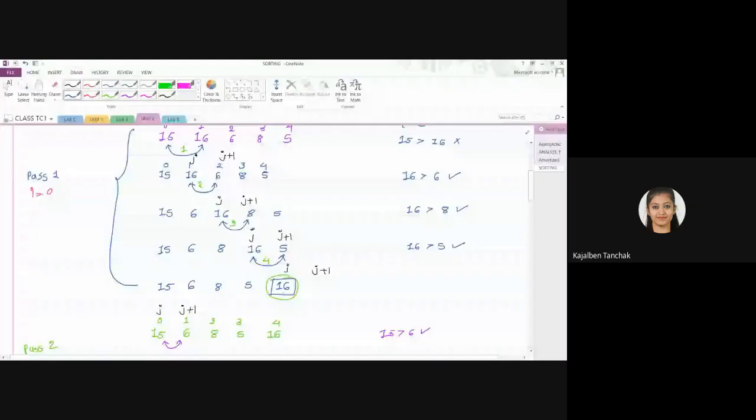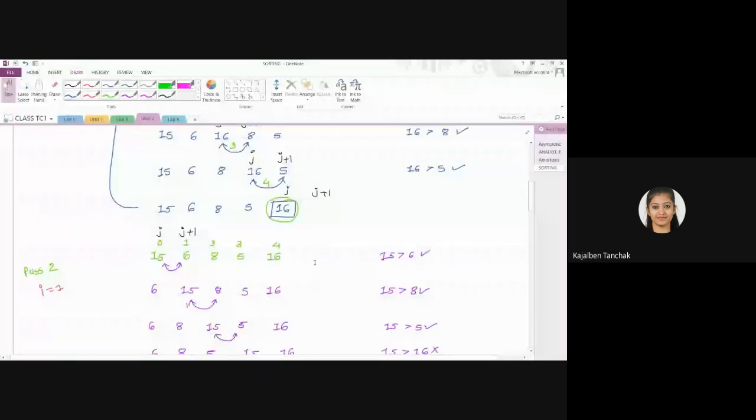So how is it possible? So you can see in this example, just tell me. Once you find the position of 16, what have you done? The position of 16 you have found, right? That this is the last position of the 16. This will not be changed. So in the next pass, is it necessary to compare this 15 with 16? Tell me. Is it necessary to compare 15 with 16? Yes or no?